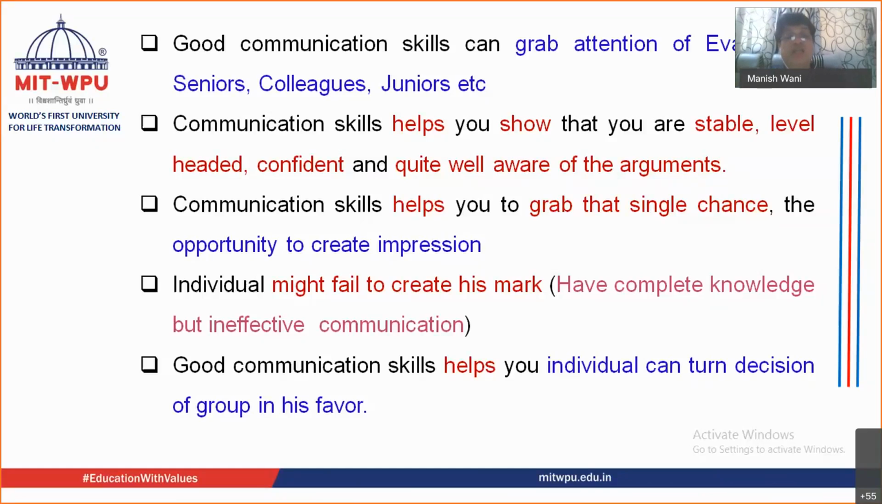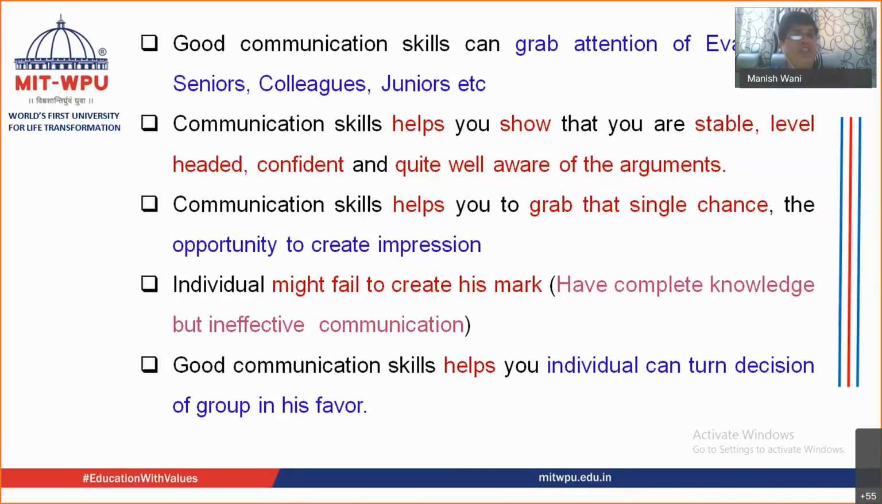Are you understanding? So in a similar manner, if you want to make that impression in a group discussion amongst your evaluators, amongst your seniors, colleagues, and juniors, if you want your ideas to be heard by them, if you want to feel confident in a group, then what you have to do is develop your communication skill. And communication skill is everything.